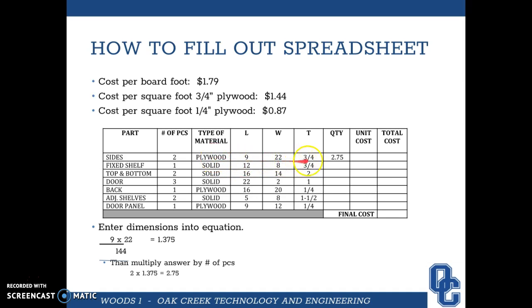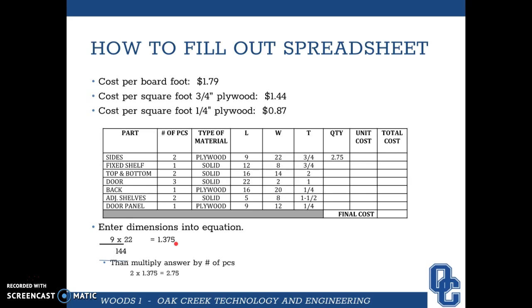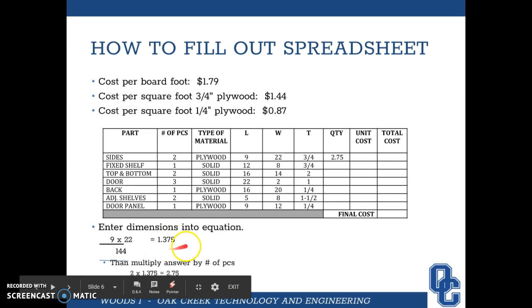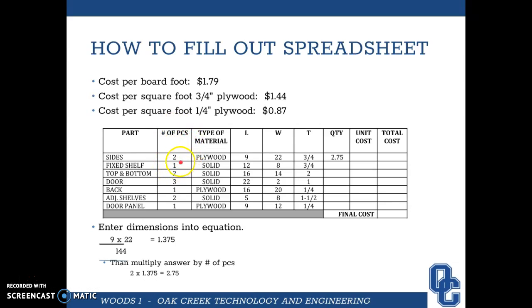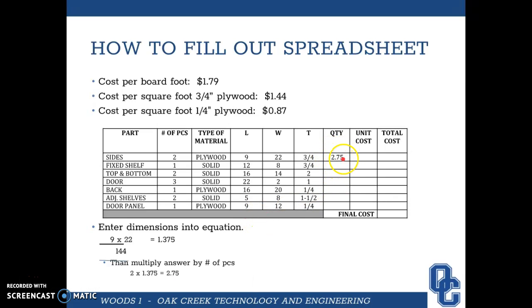Well, since we're using plywood, the thickness doesn't really matter. So we're going to come down here and do 9 times 22 divided by 144. That's going to equal 1.375 square feet. We're not done though. That's for one piece. If you look up here at our quantity, you'll notice we actually have 2 of them. So we have to multiply that by our number of pieces. So 2 times 1.375 equals 2.75. And that's where this goes right there.